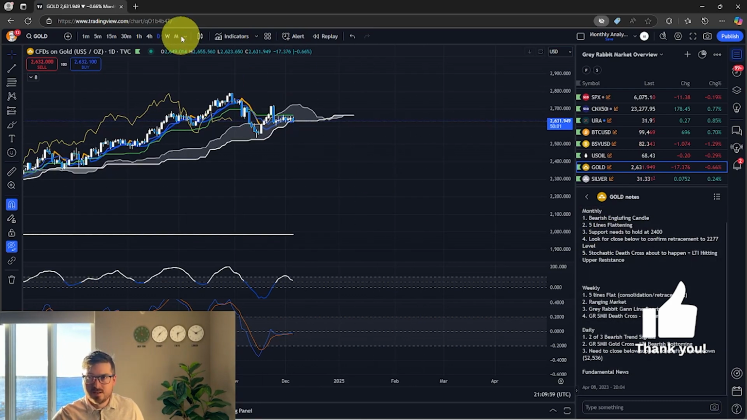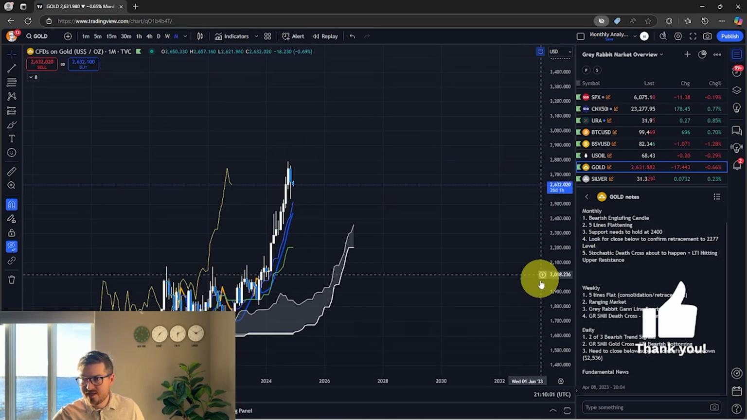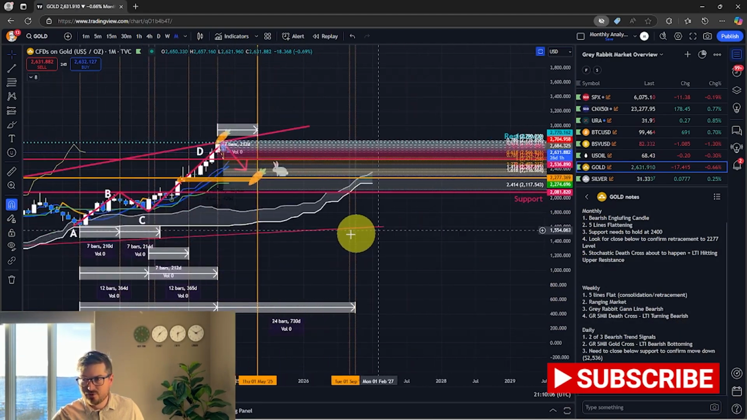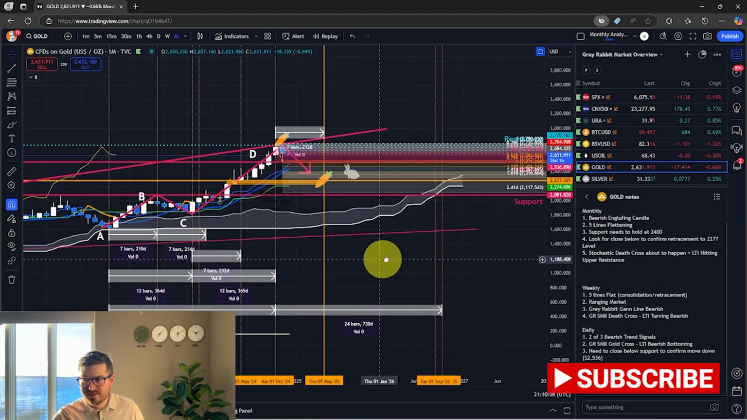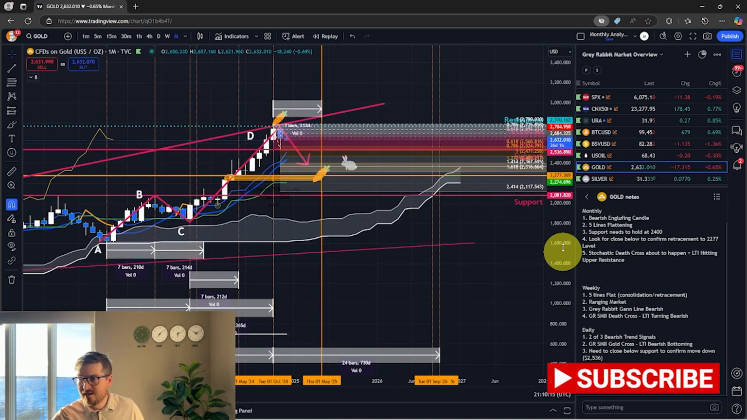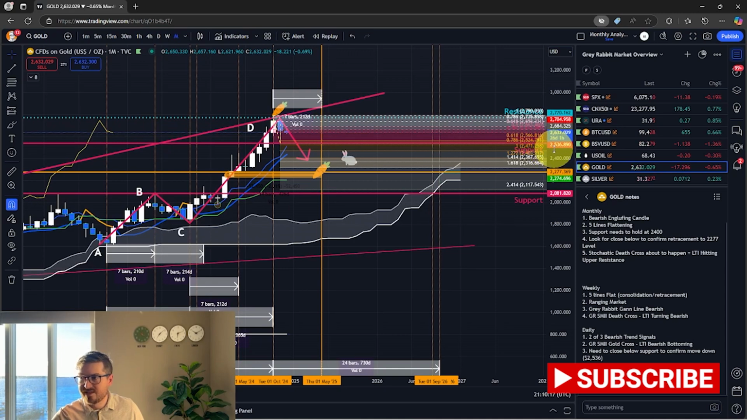So guys, let's just summarize one more time. So based on time cycles, we're going to be retracing through to the springtime. Going to be targeting this level down here, 2,277. But our first support level that we need to break is 2,536.